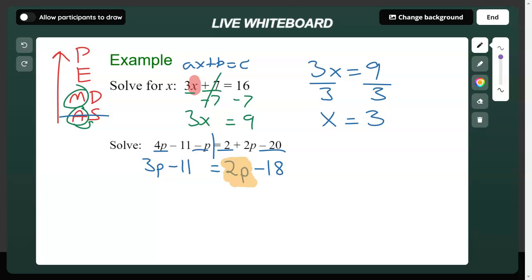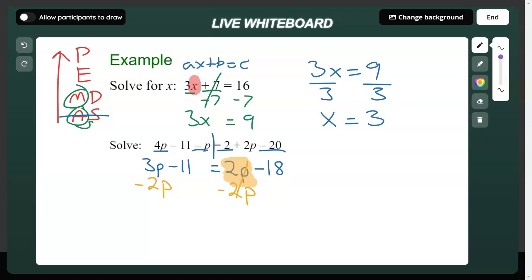To get x by itself with 3x, I divided by 3 because 3 and x are being multiplied, right? But here, I want to move the entire thing of 2p. So what is 2p doing with negative 18? It's being added. 2p is being added to negative 18. So how do I move something that's being added? Subtract it. So because I'm moving the entire term, I subtract. If I wanted to separate the coefficient from the variable, that's division. Moving the entire term is addition or subtraction. Separating a coefficient from its variable is division. All right? So the whole thing gets moved.